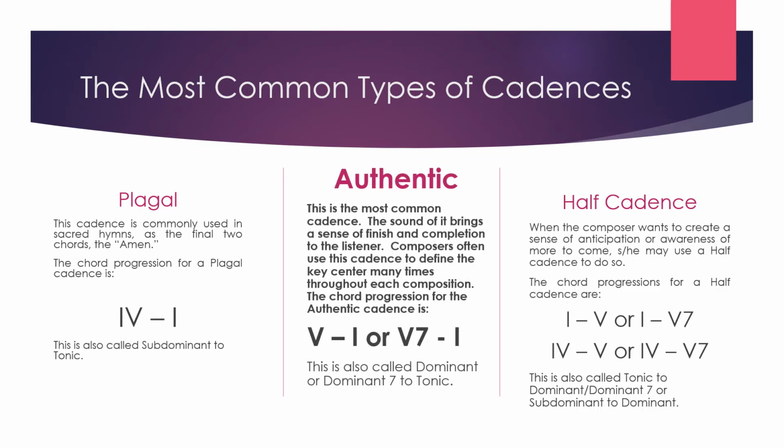The authentic cadence is the most common cadence. The sound of it brings a sense of finish and completion to the listener. Composers often use this cadence to define the key center many times throughout each composition. The chord progression for the authentic cadence is 5-1 or 5-7-1. This is also called dominant or dominant 7 to tonic.